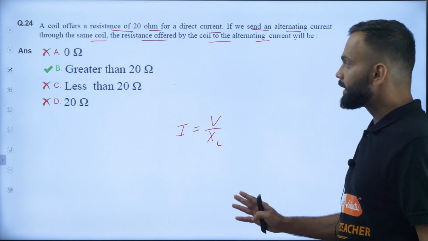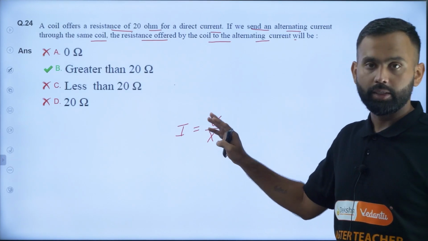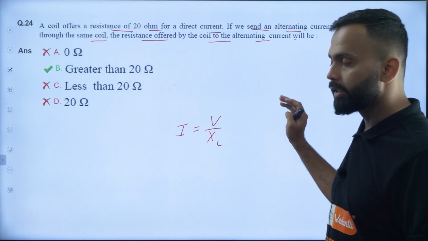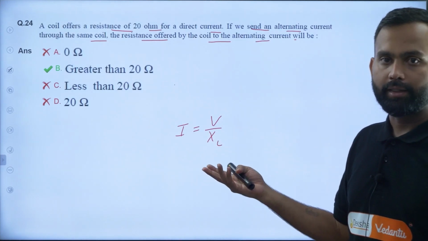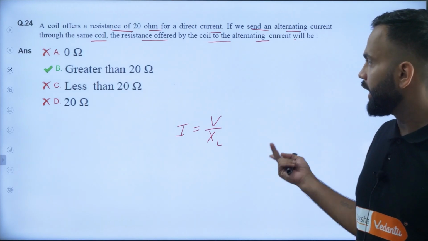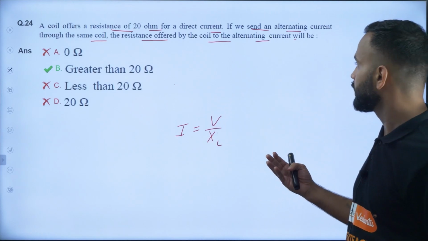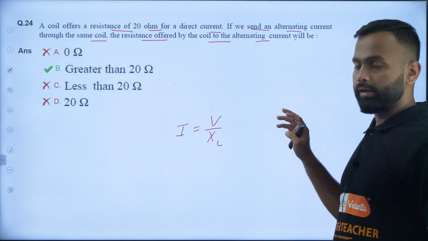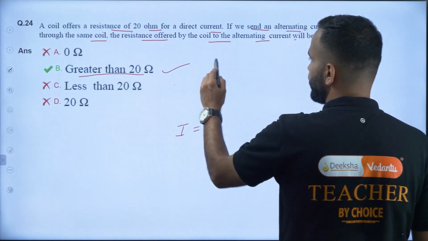So the resistance of the coil in an AC situation depends on the frequency of the AC current, isn't it? So if the frequency of the AC current increases, the current will decrease, right? So therefore the resistance of the coil is greater than 20 ohm, right? The correct option is B.